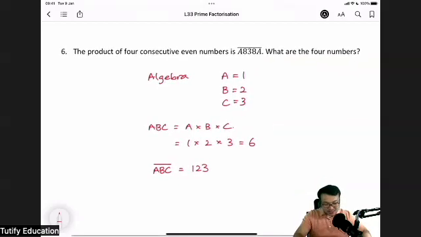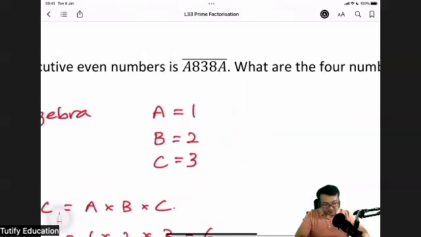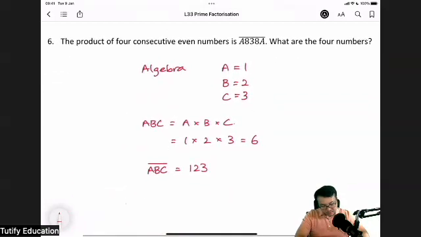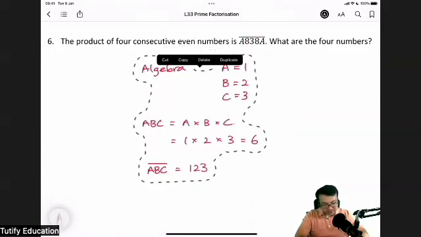Okay, students? So when you see a line on top, it means that this is a 5-digit number. That's all. And the question even told you that. So it's A8388. The question already told you that the three digits in the middle are 838. So when you see a line, it is just a 5-digit number.